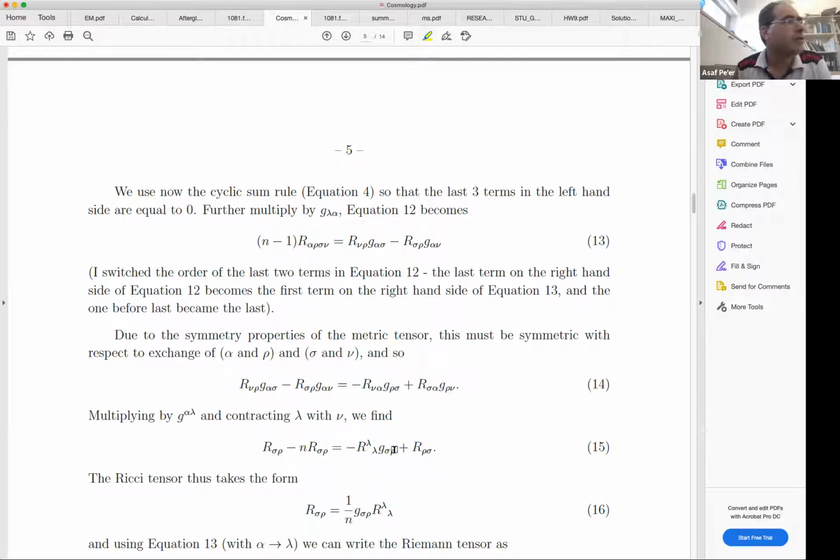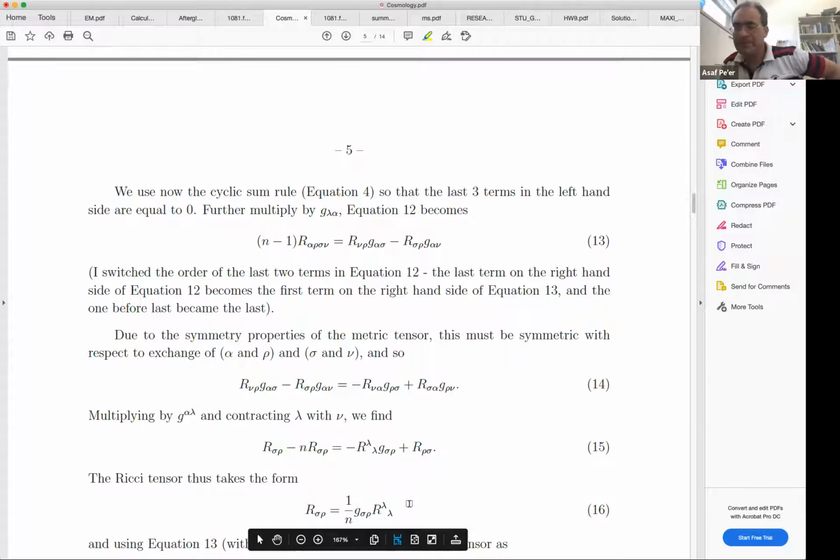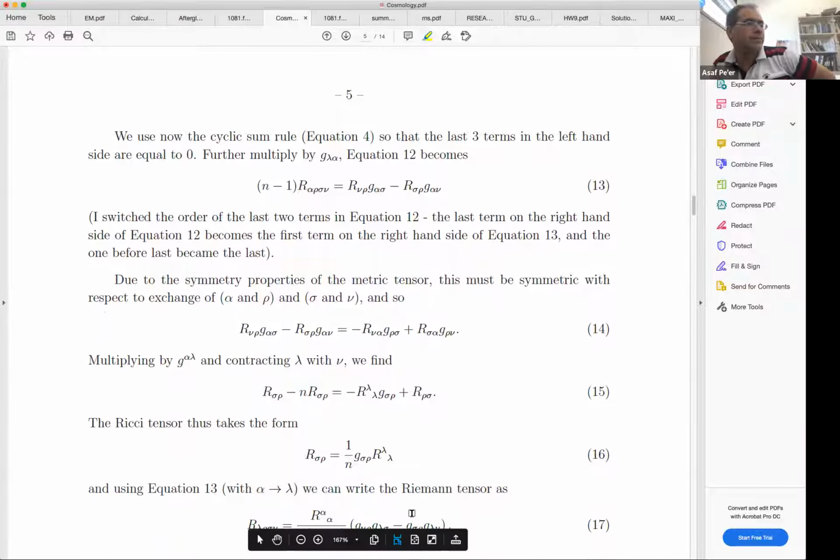Okay. Which means that I can take all that and use the symmetry of the Ricci tensor. So R sigma rho is R rho sigma. So I ended up that R sigma rho is just, you know, the minus and the minus cancel. So it's just 1 over n G sigma rho R lambda lambda. Again, this is a property that I end up from a maximally symmetric space.